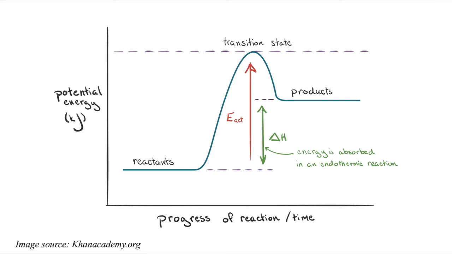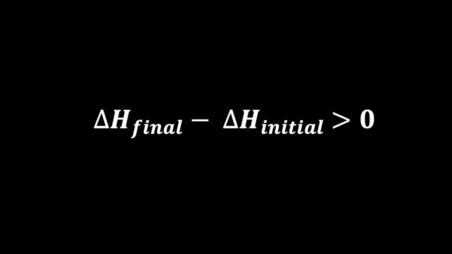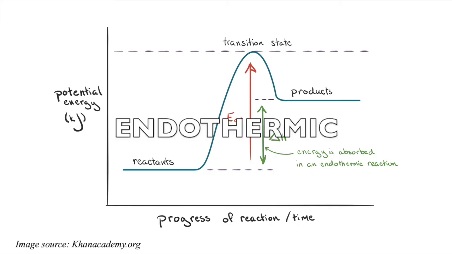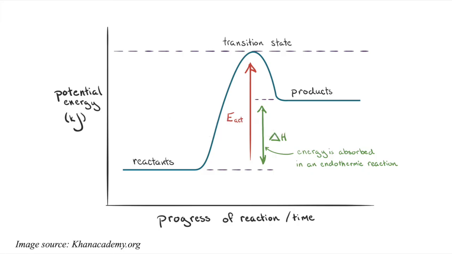In this diagram, delta H is the energy change between the products and the reactants. The amount of energy needed to break the bonds and get to the transition state is greater than the energy that's released when the bonds are made. Delta H, the final minus the initial, is positive, and the reaction is endothermic. The products have a higher potential energy, which means they are less stable than the reactants. The reaction is energetically unfavorable, and energy needs to be put into the system. This energy comes from the surroundings.